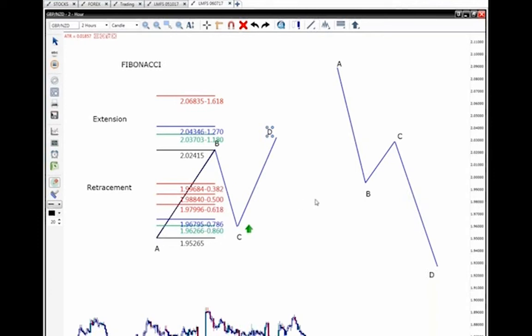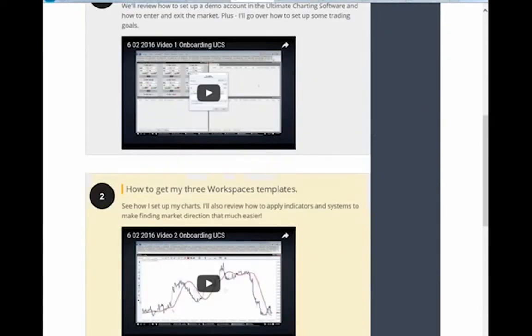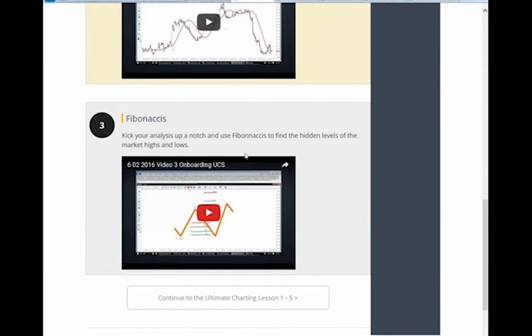Now, I know I'm going pretty fast here right now. The neat thing about this is that as part of the trial software, you're going to get a detailed video explaining how to use Fibonacci's and all this. I'm kind of giving you just an overview. You'll get a video that's going to show you how to use Fibonacci's as well. Just want to show that here as well.